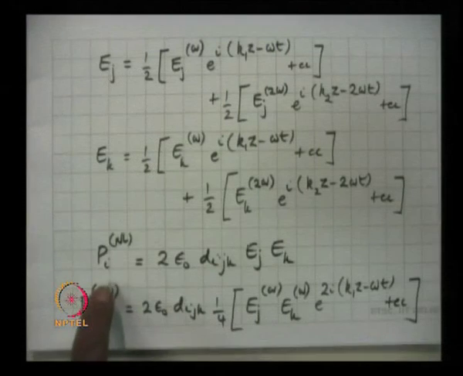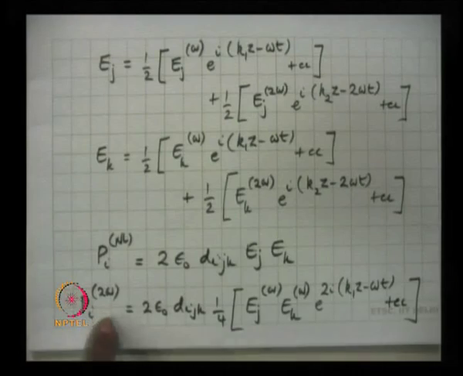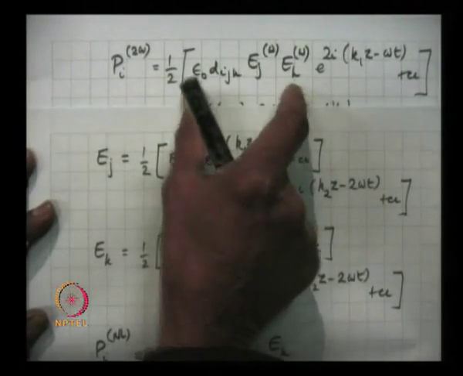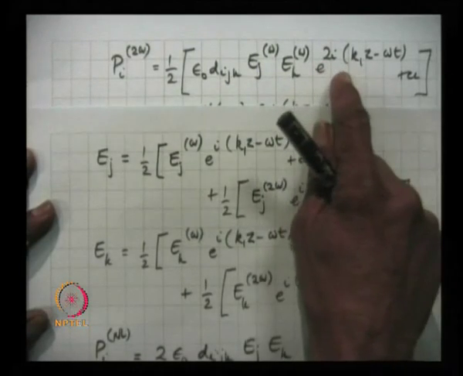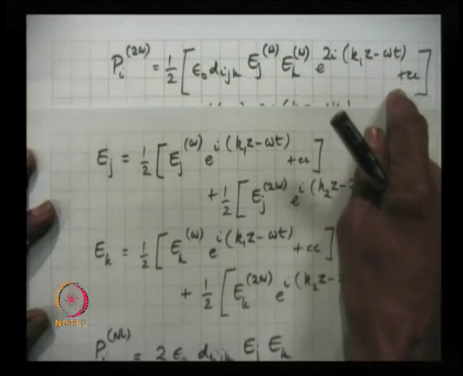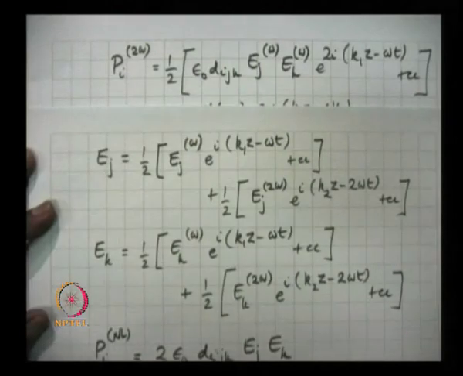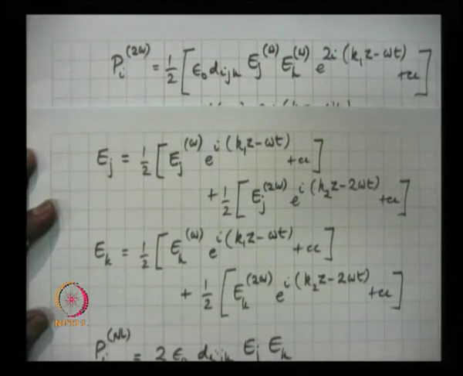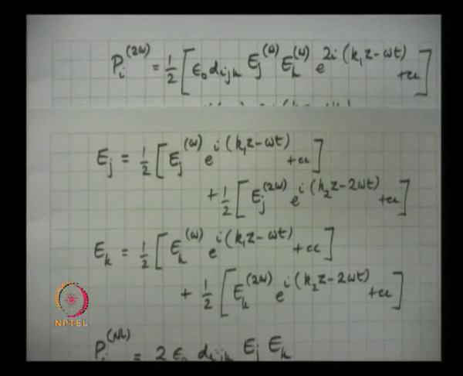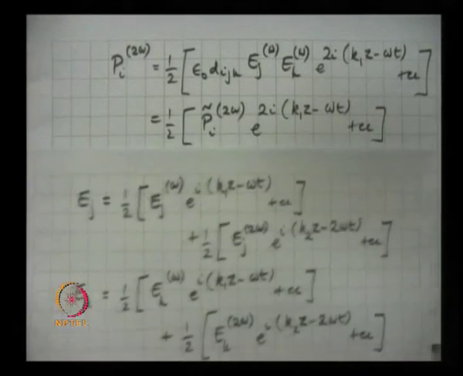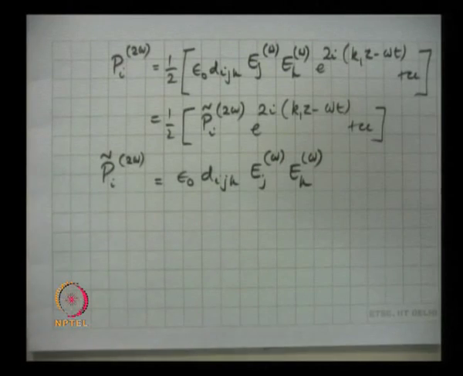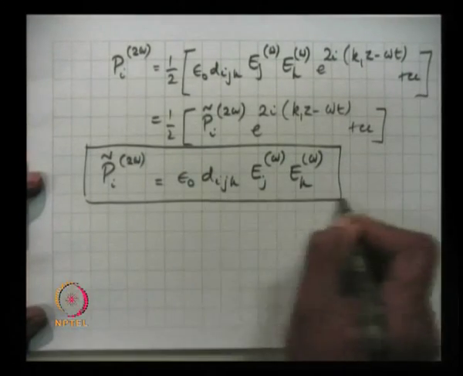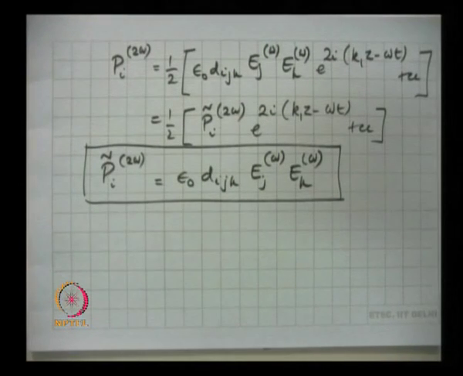So, P i nonlinear at omega I want to find out. So, I will have to write it in this form, half of something into exponential i (k2 minus k1) z minus omega t plus complex conjugate, exactly like before, except that now this is the component form. Earlier we did not worry about the components of electric vectors and so on, but here this is now the actual ith component of nonlinear polarization at second harmonic generated by the jth and kth components of electric fields at omega frequency.